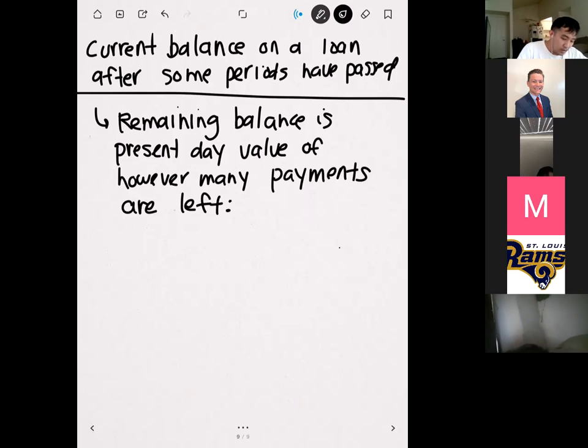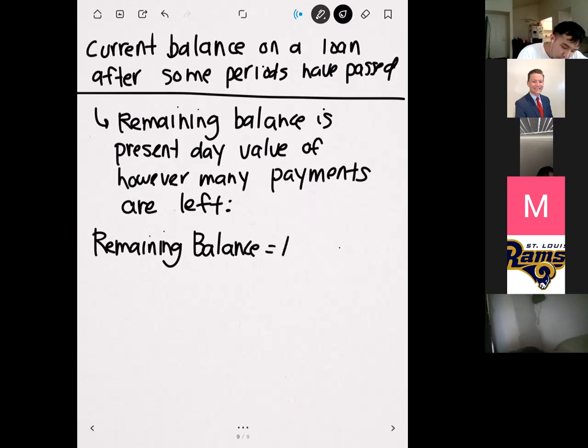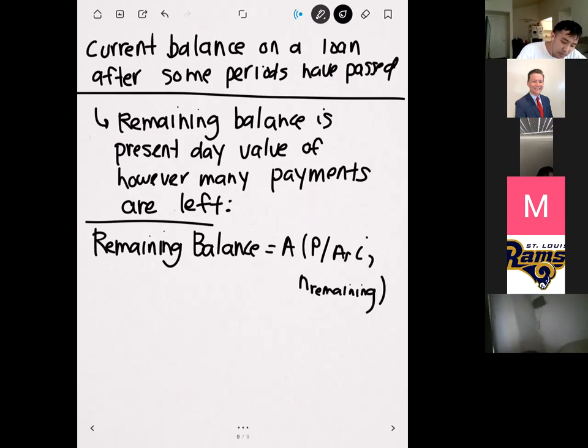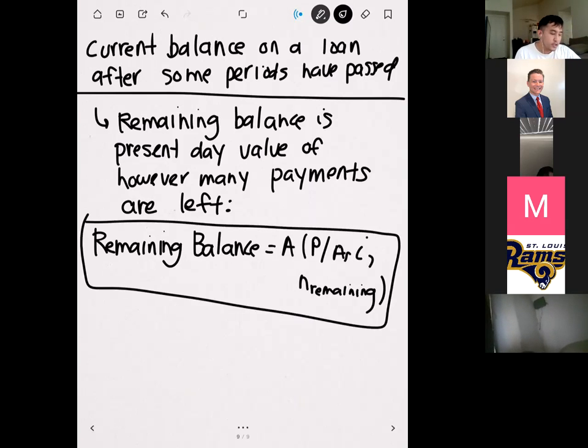Okay. And so the formula for this is we have remaining balance equal to your uniform payment amount A, and we want to convert this to a present amount. So we're going to do P over A at the interest rate. And then the N that you plug in there is the number of payments that you have left. To compute this, you need to figure out how many payments we have left on our loan, and then plug that in.